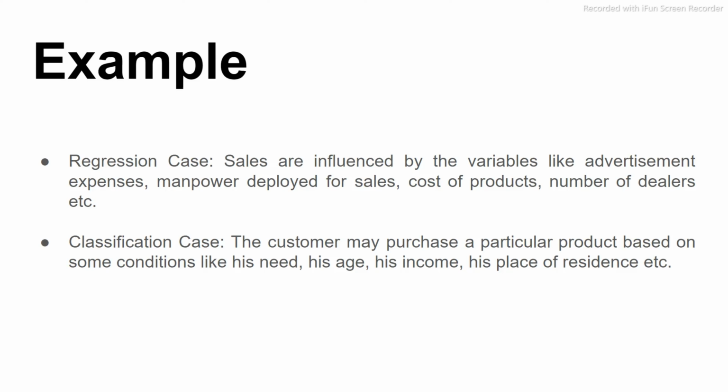Classification case: the customer may purchase a particular product based on some conditions like his need, his age, his name, his place of residence, etc. Classification is used when the output variable is categorical, that is, with two or more classes. For example, yes or no, male or female, true or false, etc.